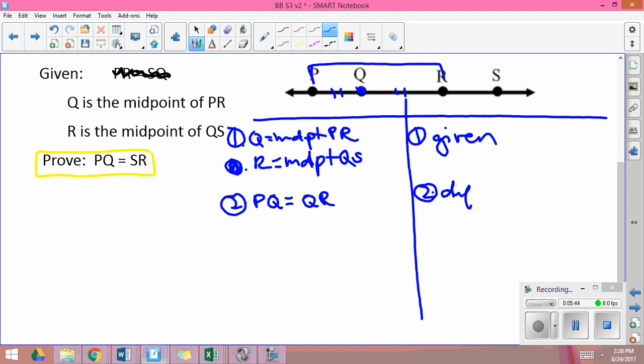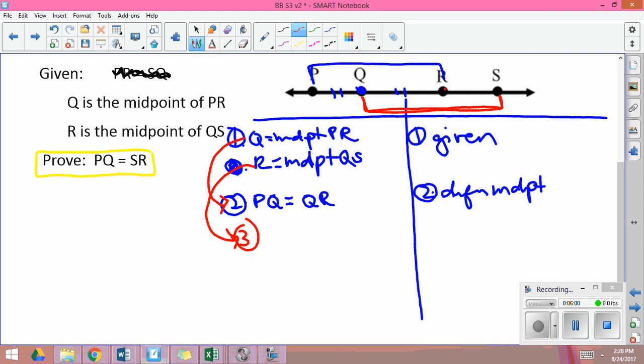By definition, midpoint. So this piece of given, let me write this line. What is this piece of given? Let me write: R is the midpoint of QS. So if I look at this segment, if R is the midpoint, then this piece and this piece are the same.